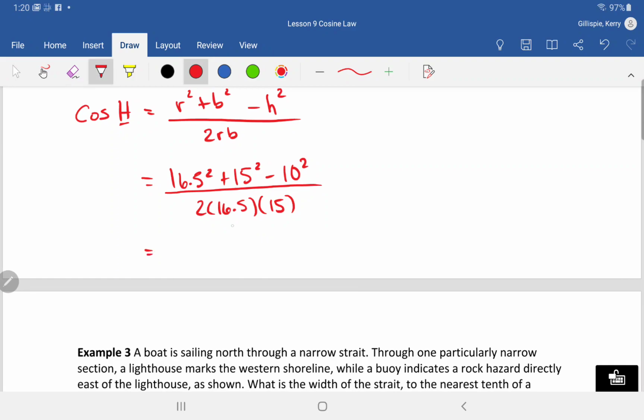I'm a little bit out of space here, so I'm actually just going to do that in one entire step. I'm going to do 16.5 squared on my calculator, 15 squared, and I'm going to minus 10 squared. And then I'm going to put the whole thing divided by bracket 2 times 16.5 times 15 and close that bracket. So this time I'm turning it to decimal.